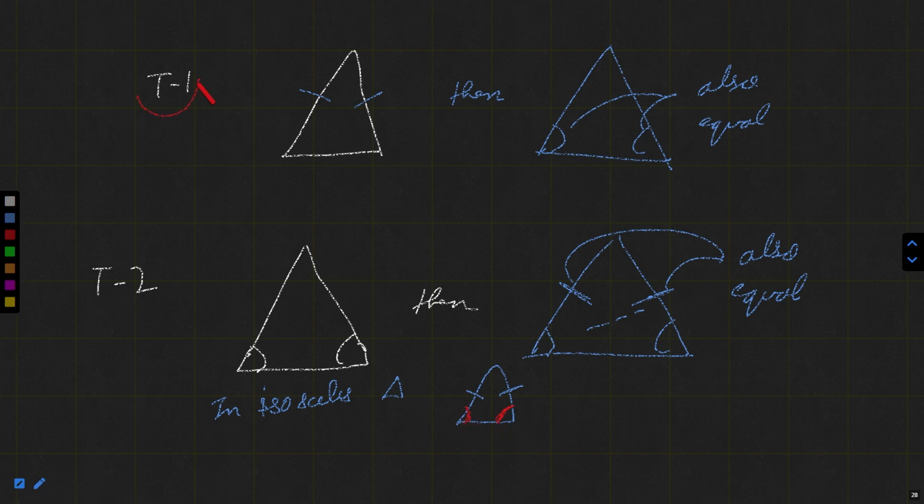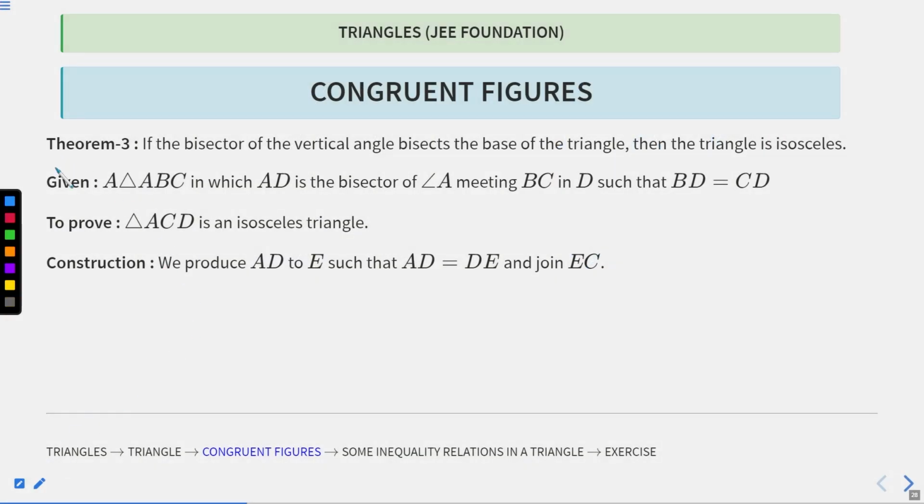So using these two theorems, I can say that in an isosceles triangle, the two sides must be equal to each other, and opposite those sides, the respective angles must also be equal. Now let's see theorem 3. In theorem 3, we are talking about the bisector of the vertical angle: if the bisector of the vertical angle bisects the base of the triangle, then the triangle is isosceles.